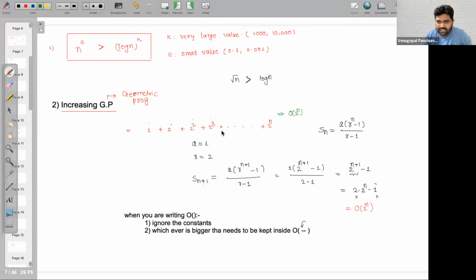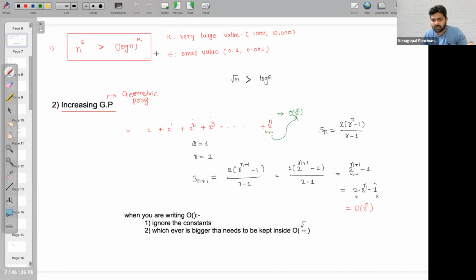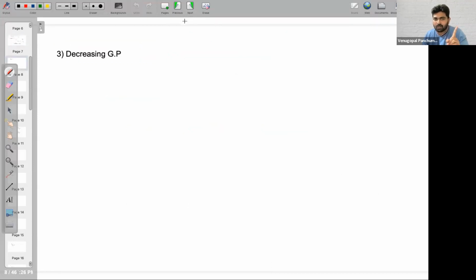If it is an increasing GP, you take the last term and you put it inside this big O. Very simple. Whenever you see an increasing GP, you take the last term and you put it inside this big O. Similarly, we need to see decreasing GP also, because these are going to help in the next problem, friends. That's why I'm saying, please concentrate here.